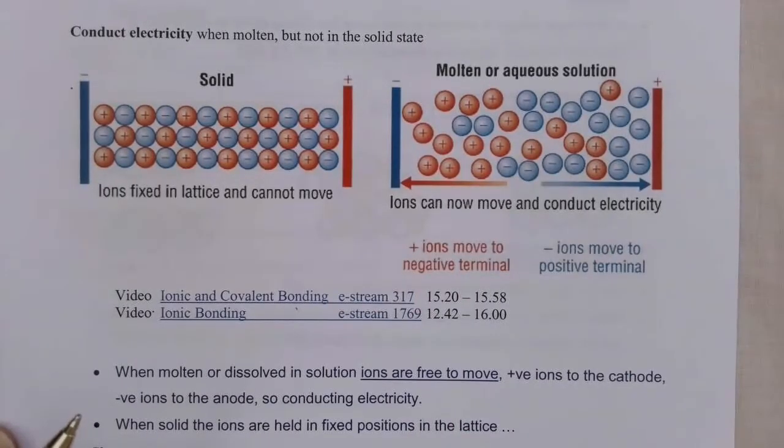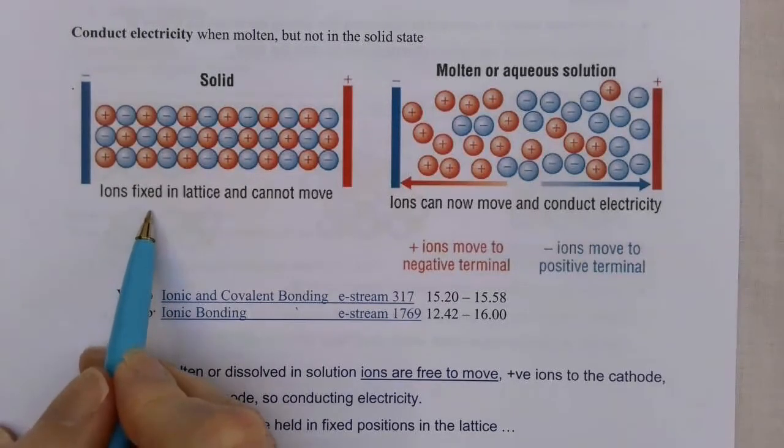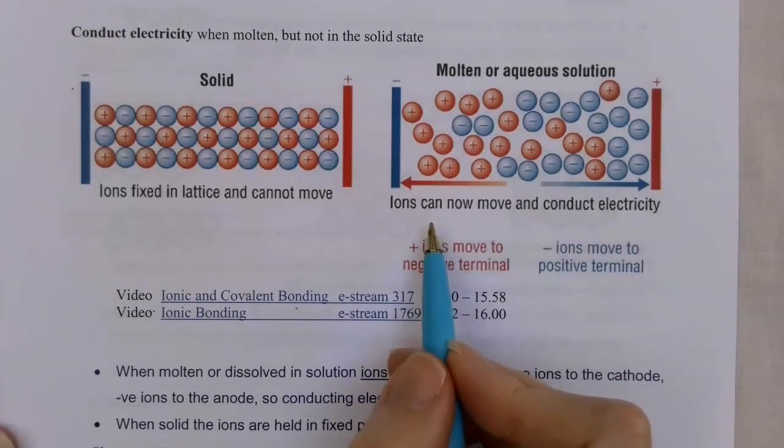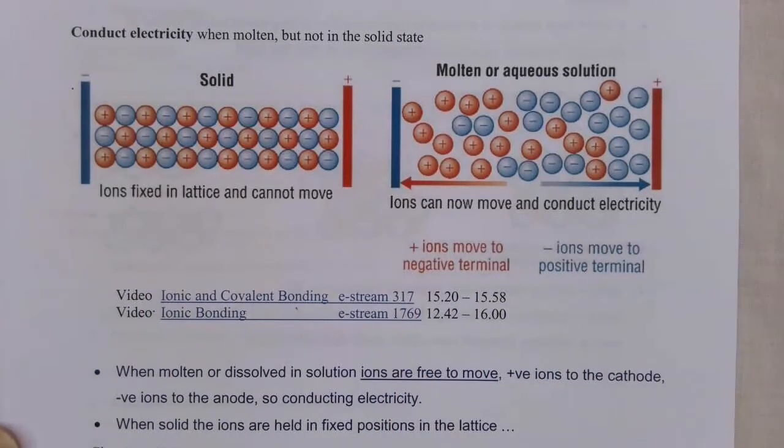The last thing we're going to look at in this section is the fact that these ionic solids cannot conduct electricity, but when the ionic compound is molten or in solution, they can conduct electricity. And we need to understand the difference between the two. So, in the fixed lattice, the ions are fixed and cannot move. But when molten or aqueous, the ions are what we call mobile. They are free to move and therefore can conduct electricity.